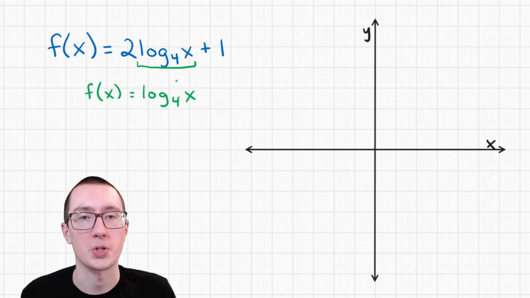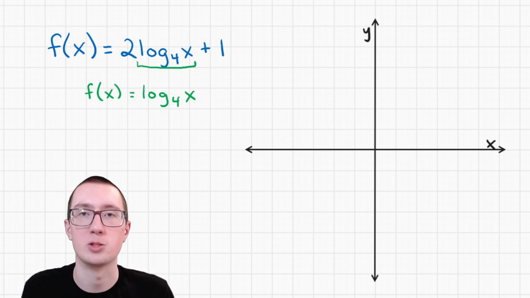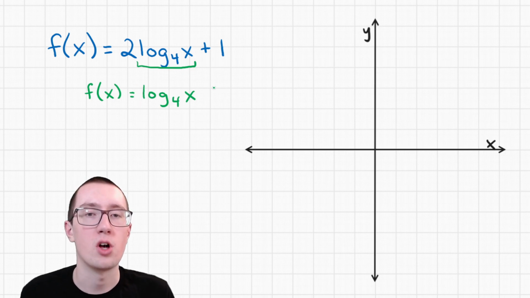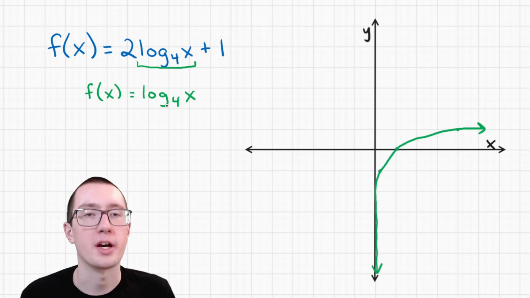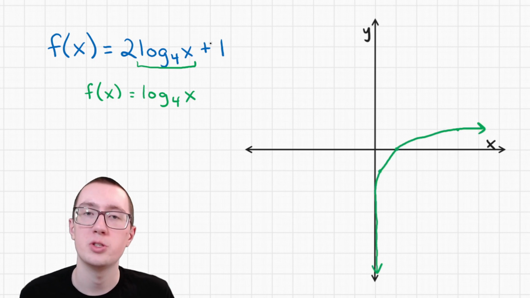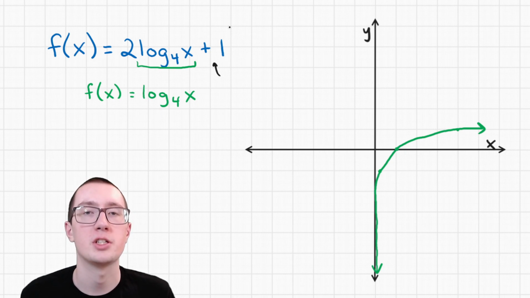So we're going to take our parent graph and graph it like we did before. And then we just need to figure out what this 2 is doing and what this plus 1 is doing to the graph, and then make those changes. So I'm going to graph log base 4 of x just the same way we did before. If you don't quite remember how to do that, you can go back to the beginning of this video. Now our goal is to figure out what the 2 is doing and what the plus 1 is doing. I'm going to show you what the plus 1 is doing first because that'll be easier.